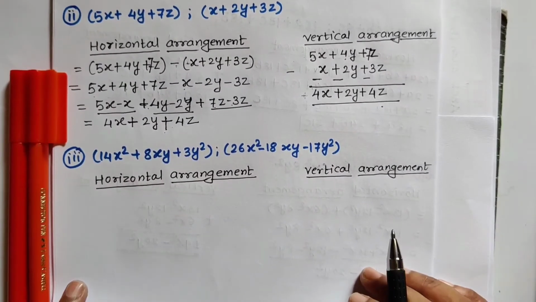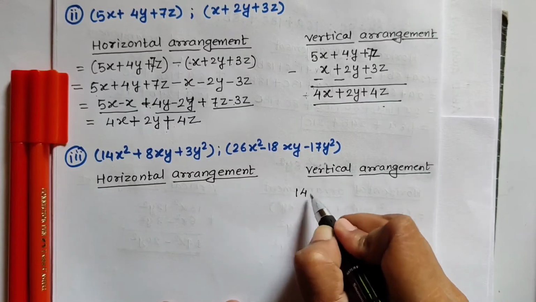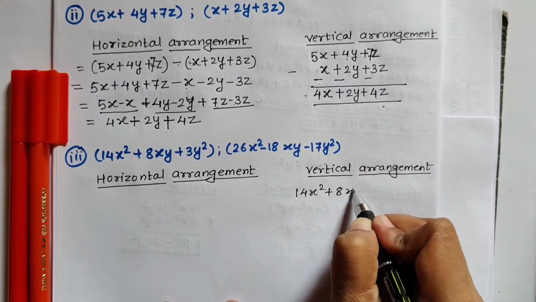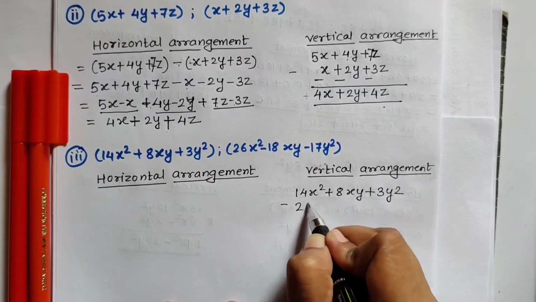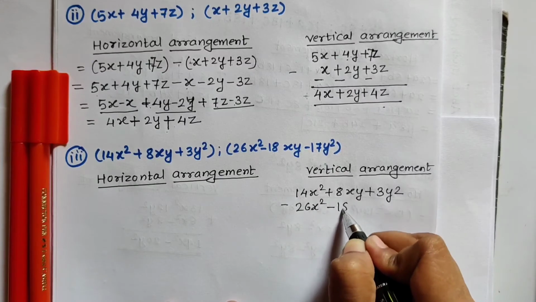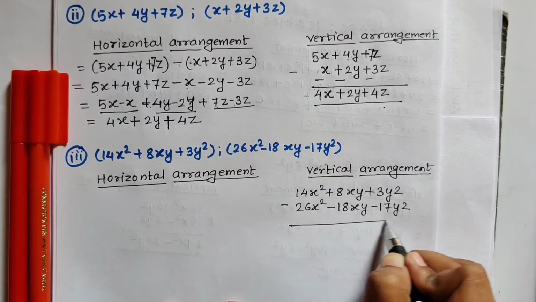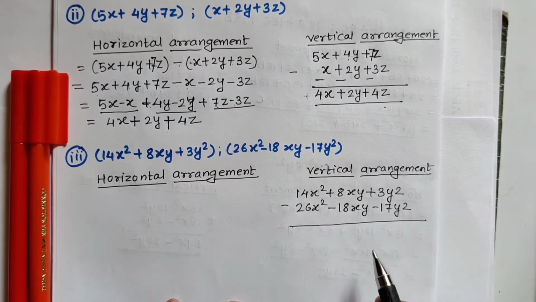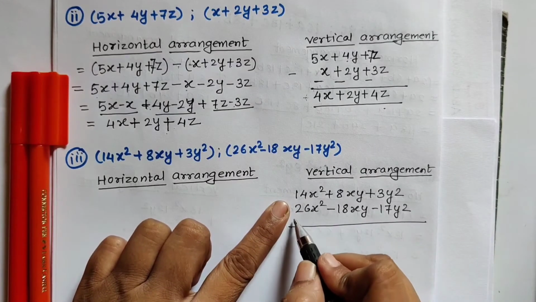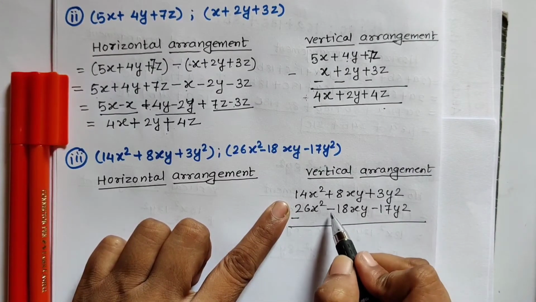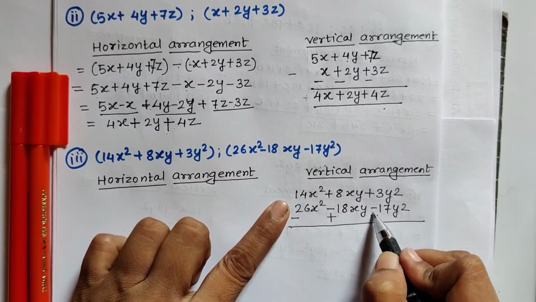Now let us see the third sum. 14x square plus 8xy plus 3y square minus 26x square minus 18xy minus 17y square. After writing the like terms one below the other, what we have to do? We have to change the sign of the terms which are written below. Plus 26 will become minus 26. Minus 18 will become plus 18. Minus 17 will become plus 17.